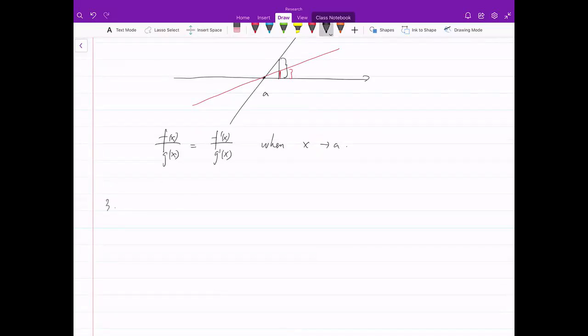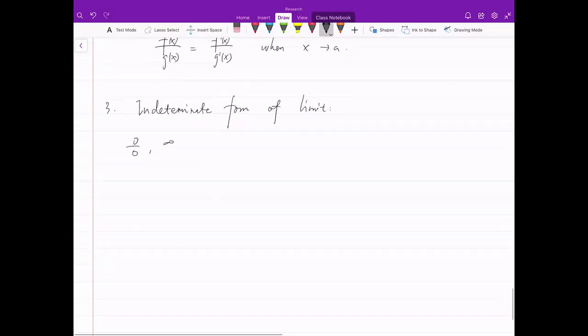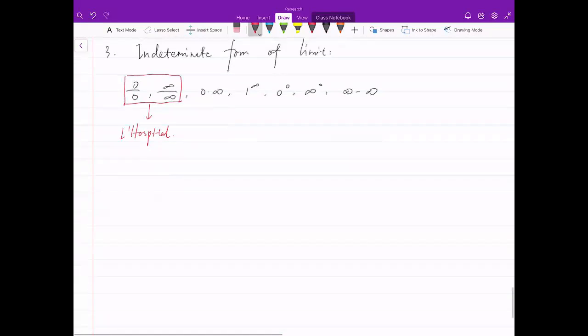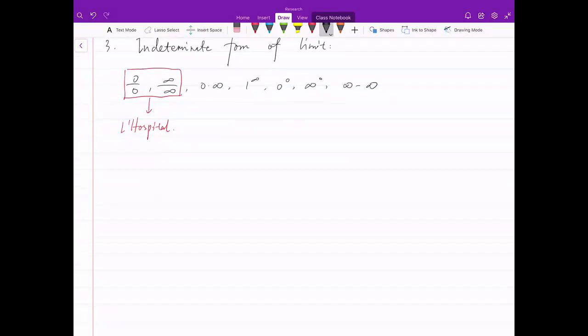What does it do? Well, we have indeterminate forms of limit. We have 7 of them. And L'Hopital's rule helps us to handle the first 2. We still have 5 left. That's what we will do next. Let's do them one by one.